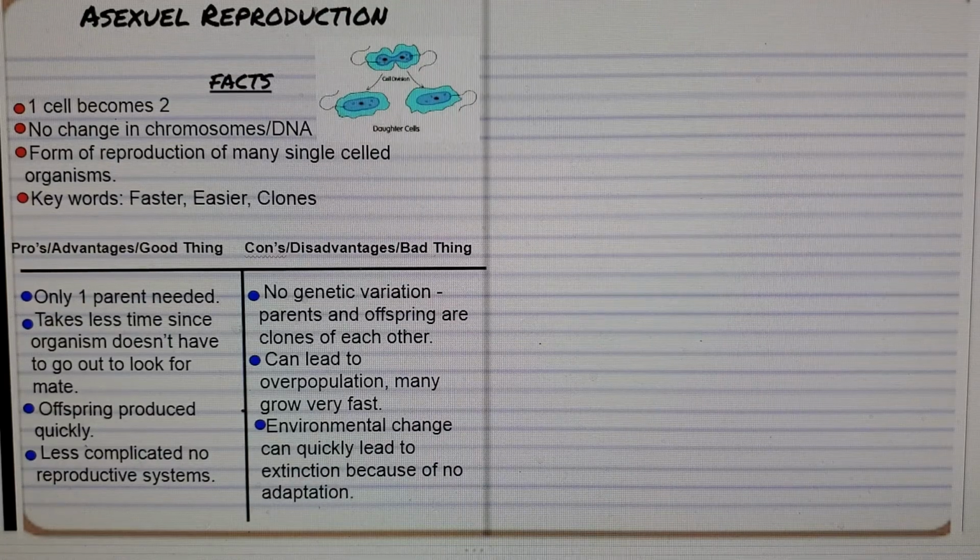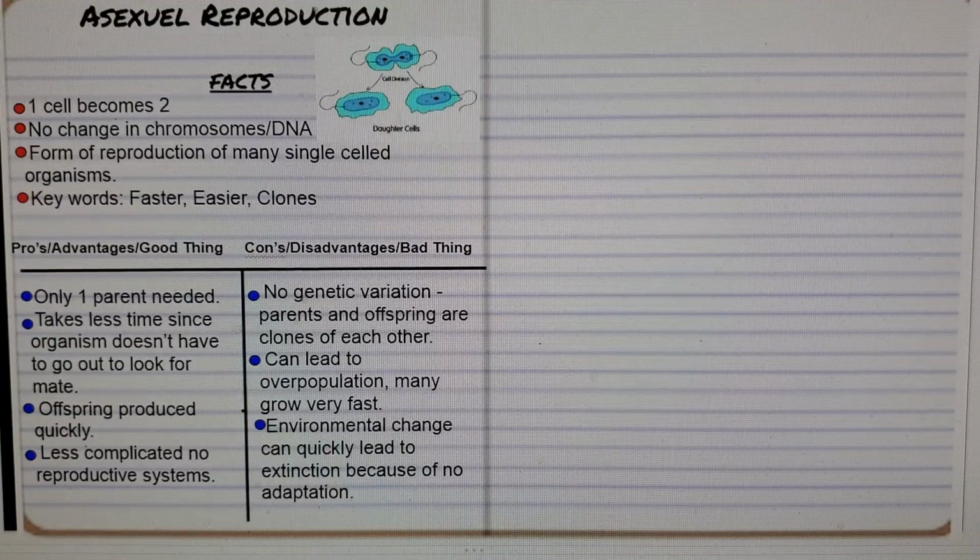And the last one says environmental changes can quickly lead to extinction because of no adaptation. So if there's suddenly a cold front and this bacteria can only live when it's 90 degrees, well, it's going to kill the bacteria, and it's going to kill all of it because it all has the same genes. This is the same thing. When there's no genetic variation, when something bad happens, everything that has the same genes is going to die.